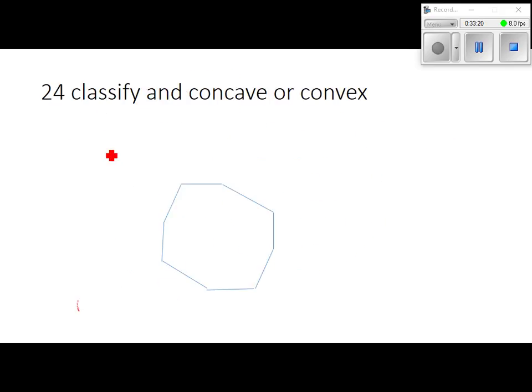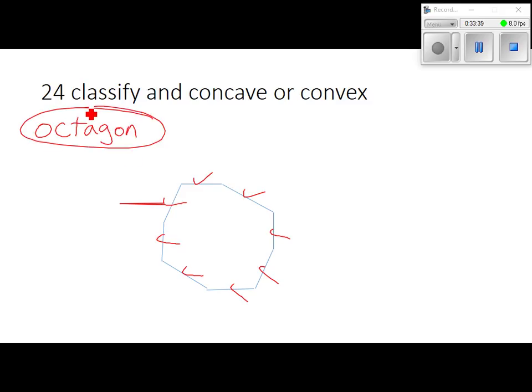Next one, 24, classify and tell whether it's concave or convex. To classify, just do this. That's 1 side, 2 sides, 3 sides, 4, 5, 6, 7, 8. All right, so it's got 8 sides. If you're not sure, you look at the poster that's on the wall. So one of our answers is it's an octagon.